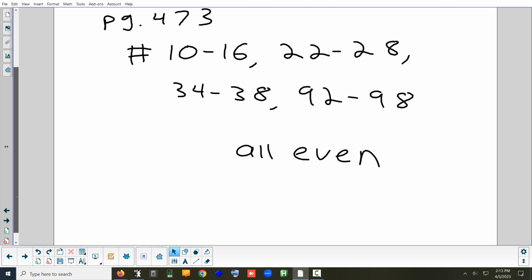Okay, you will need a calculator. Well, I don't know. Maybe you won't need a calculator. But it's on page 473, 10 through 16, 22 to 28, 34 to 38, and 92 to 98. I need to put the folder online right now so you guys can access it. So let me do that, and then I'll check in and make sure you guys can see what I uploaded.